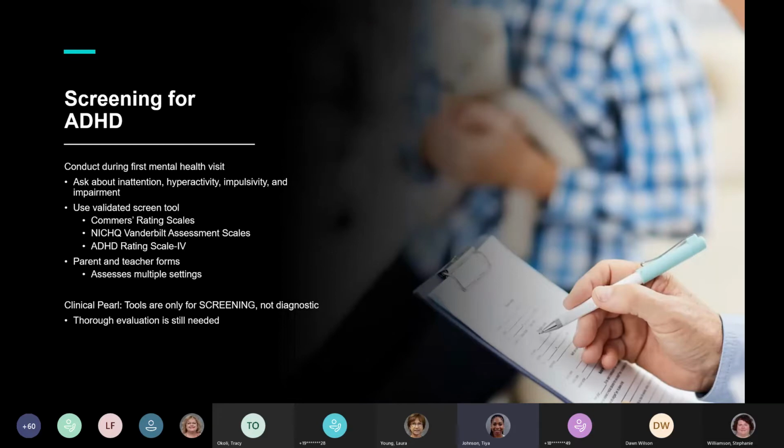You can give screening assessment tools to help determine if the symptoms are within the clinical range. And some of those tools you can utilize are the Conners rating scale, the Vanderbilt assessment scale, and then the ADHD rating scale 4. Now, these tools have both parent forms and teacher forms to help assess for the symptoms in multiple settings.